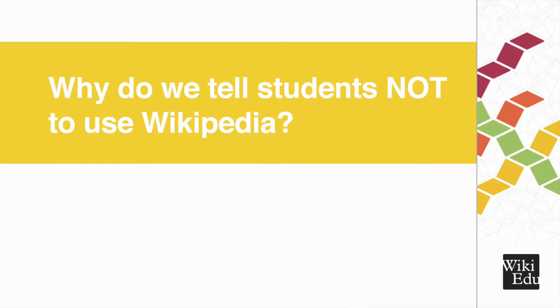So now that you have this vague sense that there are policies in place behind the scenes on Wikipedia, knowing that those policies exist, maybe you did know but never looked into them, maybe this is the first time you're hearing about it, I want to ask the group and provide a couple of my own responses: why do we tell students not to use Wikipedia? What do we gain in that moment?